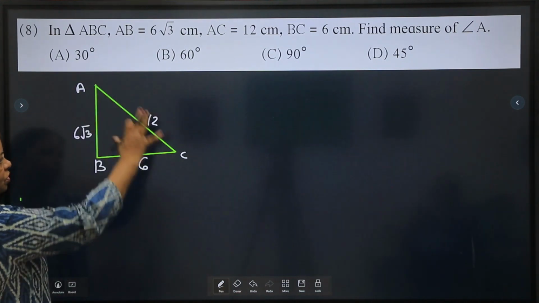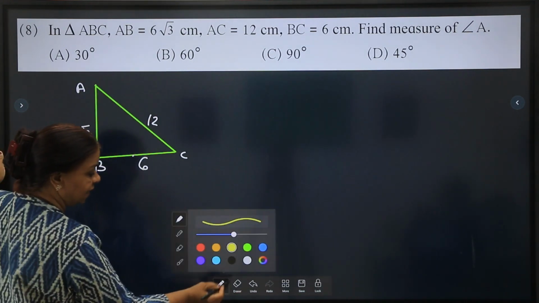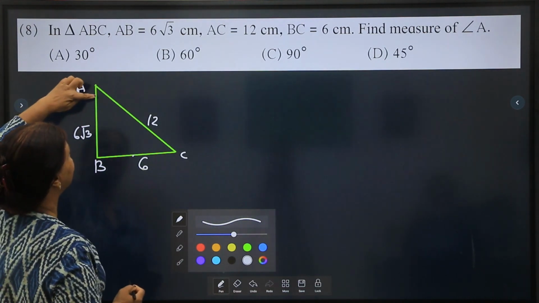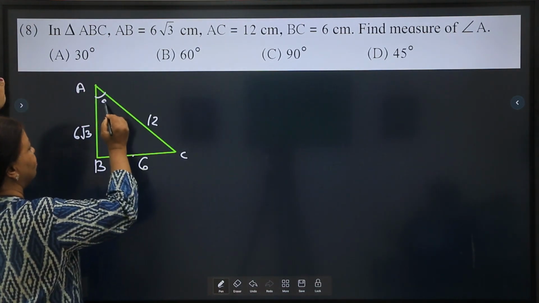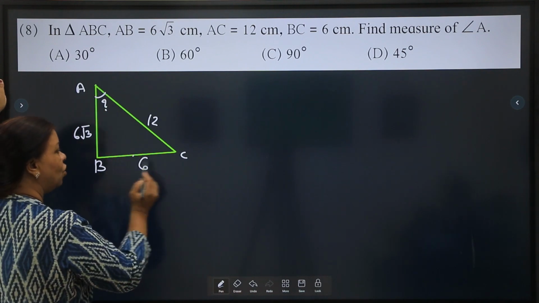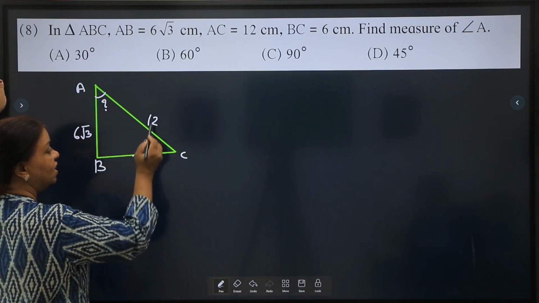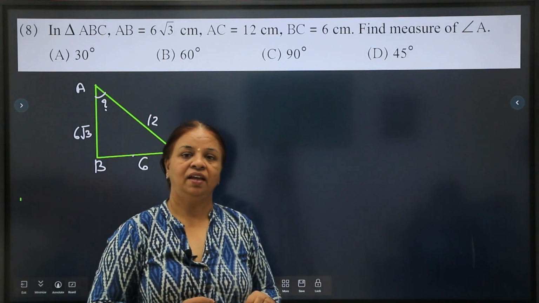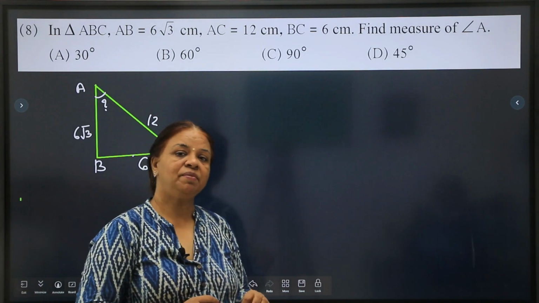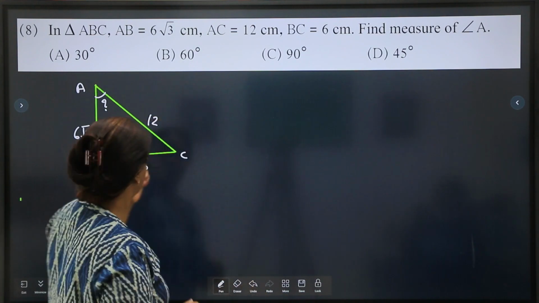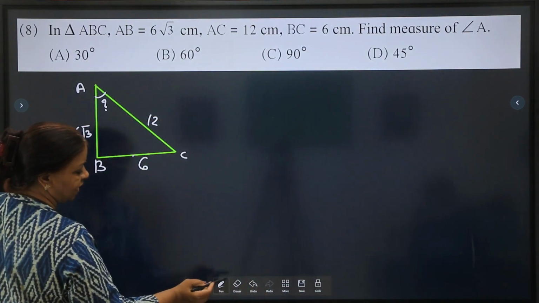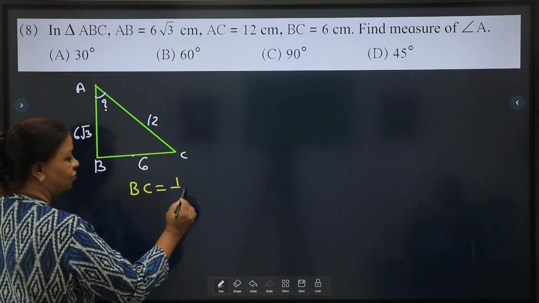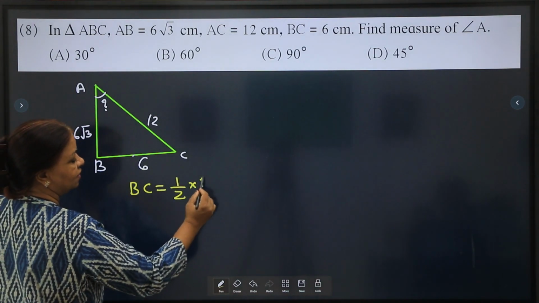And if we observe this figure, we come to know that we want to find out angle A. BC, we find, is half of 12. BC is 6 and AC is 12. That means BC is half of AC. So we can say here BC is half of AC.